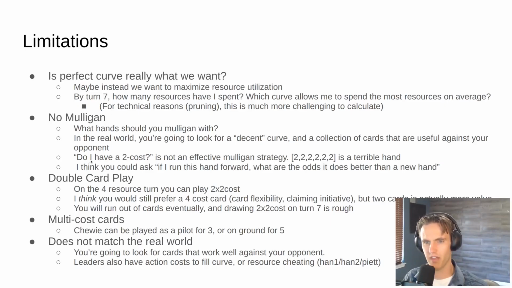I'll also talk about that later, like the double card play. Like on your 4 resource turn, it's not too bad to play a 2 and a 2. Maybe it would be better to play a 4 cost because it keeps more cards in your hand. You have more flexibility. You get to claim initiative. But technically, in terms of value, playing 2 cards on the board is a little bit more valuable because cards have innate value. But I don't know. It's hard to balance. If anyone has any good ideas on how to balance that, please let me know because I'm not too sure what exactly we're trying to optimize.